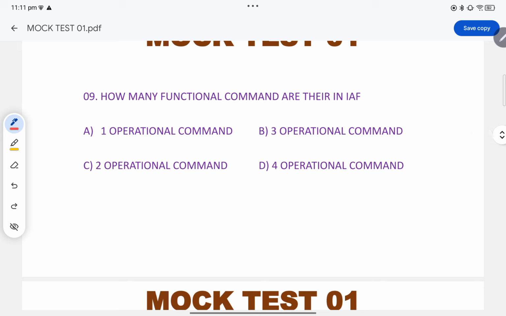How many functional commands are there? I just told you we have two functional commands. We don't have one, three, or four, those are the wrong answers. Two functional commands.